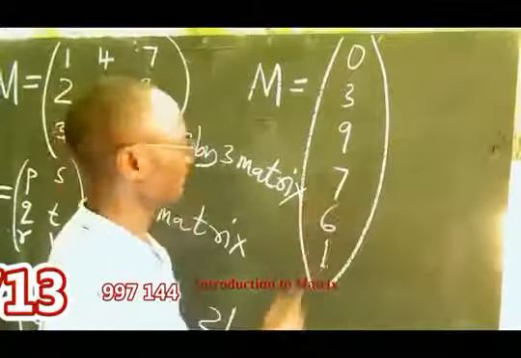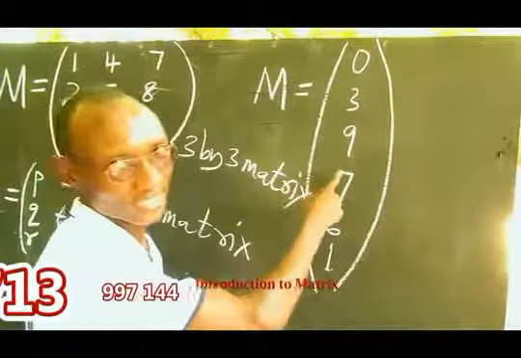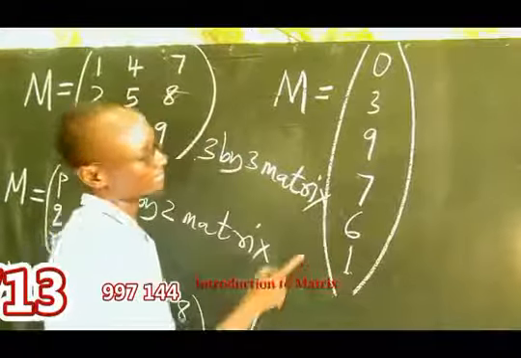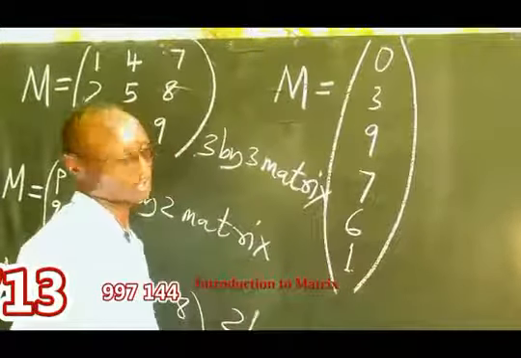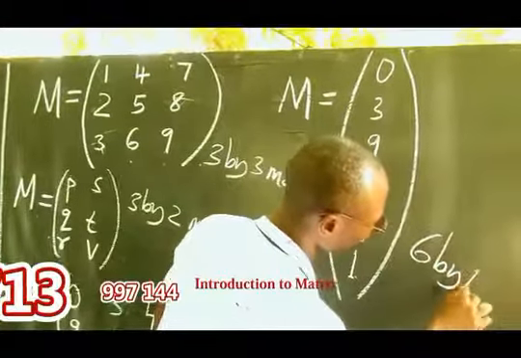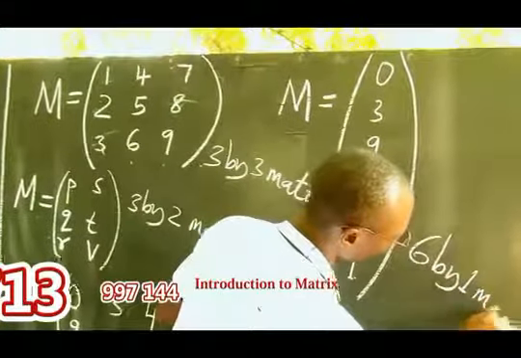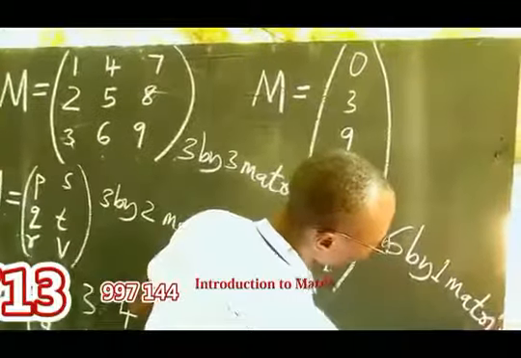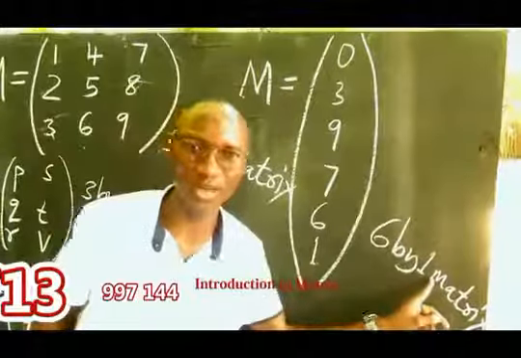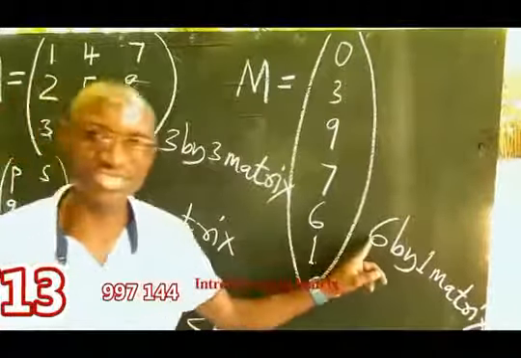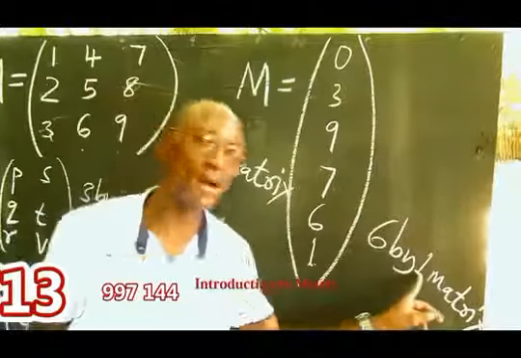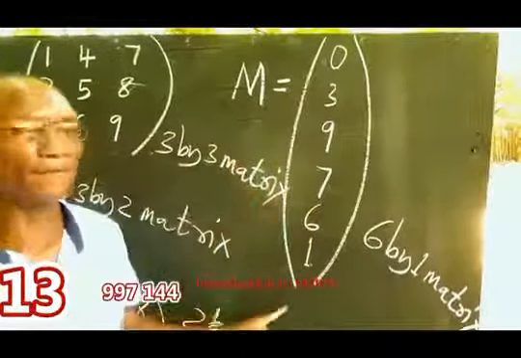This one is called a 6 by 1 matrix, because it has got 6 rows and 1 column.